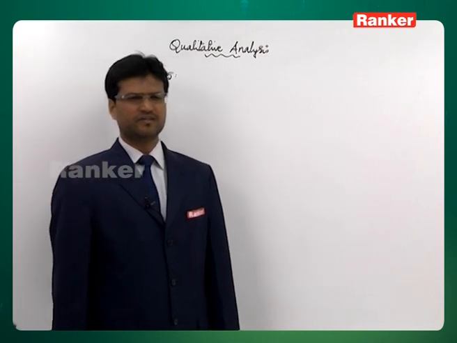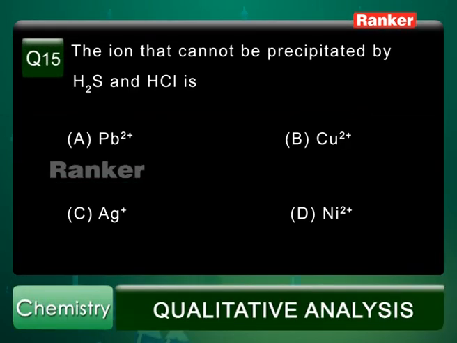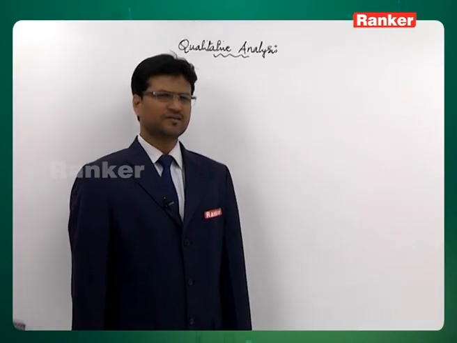Question number 15. The ion that cannot be precipitated by H2S and HCl is A, Pb2+, B, Cu2+, C, Ag+, and D, Ni2+. The correct answer is Ni2+ because nickel belongs to group 4 and it requires a high concentration of sulphide to form NiS precipitate. So the correct answer is D option.